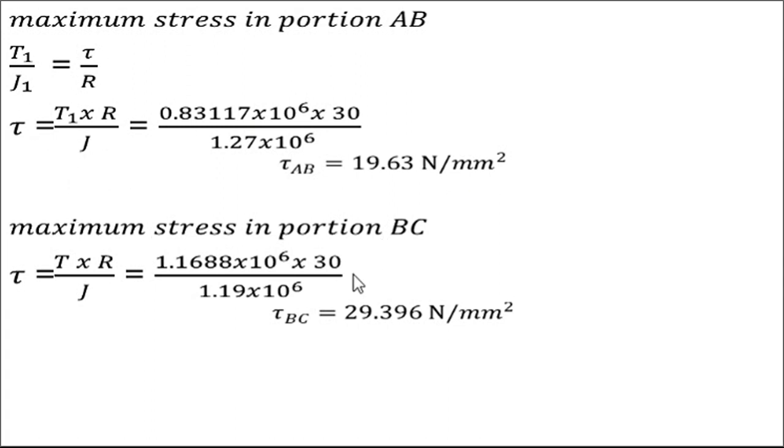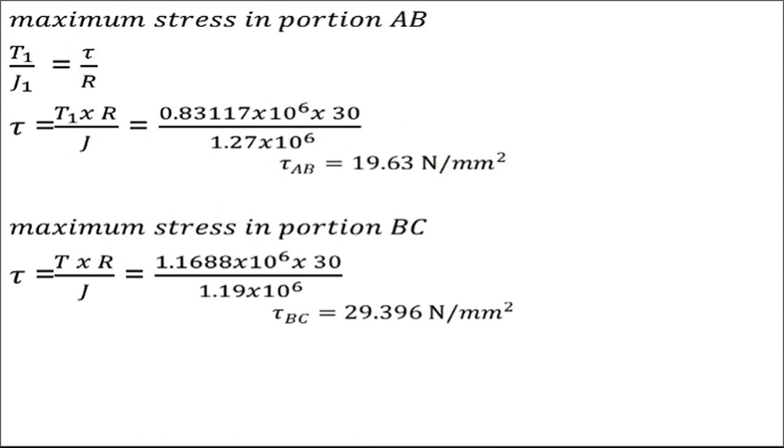And the maximum stress in the BC portion you can also determine by the same formula, tau equals T into R divided by J. So T is already determined, R is the radius of that shaft, and J is the polar moment of inertia. From the same equation you can determine the shear stress resisted by the BC portion, which will be 29.396 Newton per mm square. So that is our objective fulfilled: we have solved this, and we determined that shear stress is developed in both portions AB and BC.